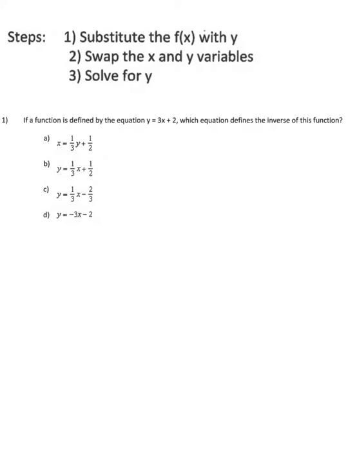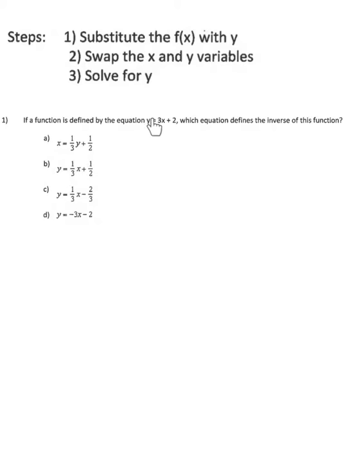Okay, so now we're going to do some of the examples in your packet. With the examples in your packet, rather than being given a graph, you're given an equation, and what we want to do is write the inverse of this equation. The steps for it are right up here. If the equation has an f of x instead of a y, you can substitute the f of x with a y, so that we swap the x and the y variables. If we look here, we don't even have an f of x. It starts us off with a y.